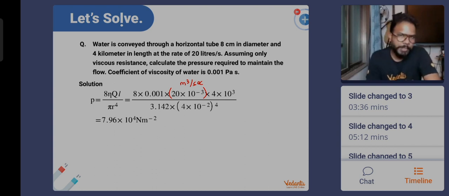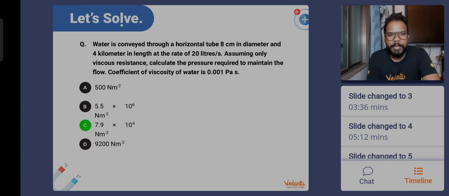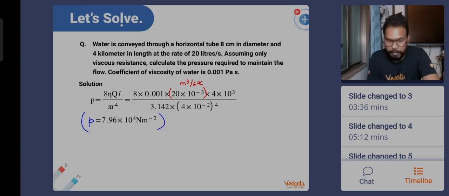When we do the math, obviously a lengthy calculation, the pressure value comes out close to 8 into 10 to the power 4, or precisely 7.96 into 10 to the power 4 Newton per meter square. Again, looking at the options, we had to work with the SI unit system here. Good, nice.